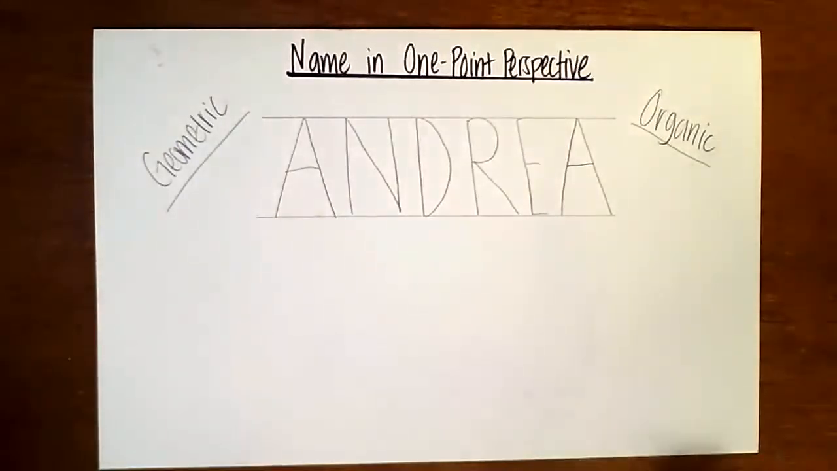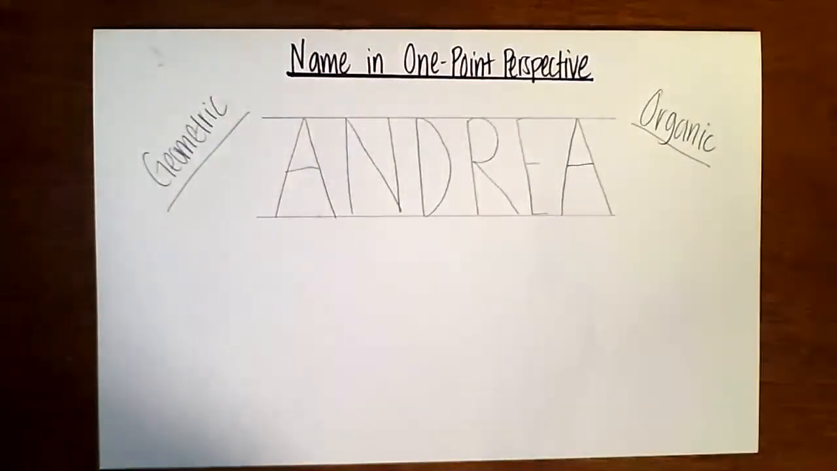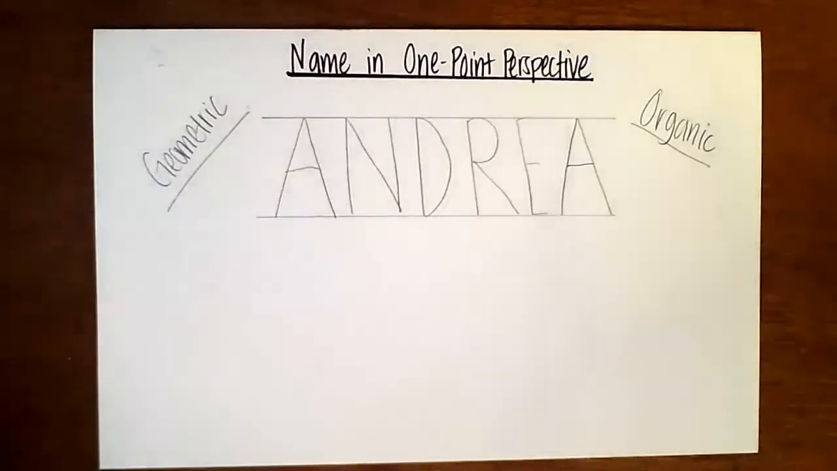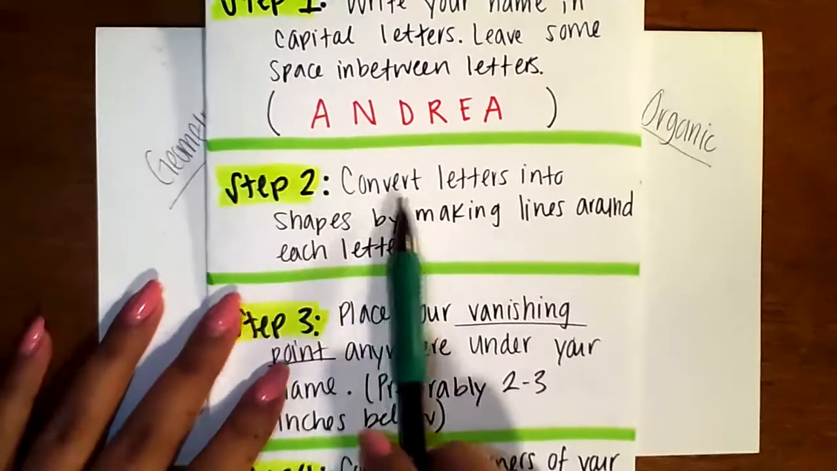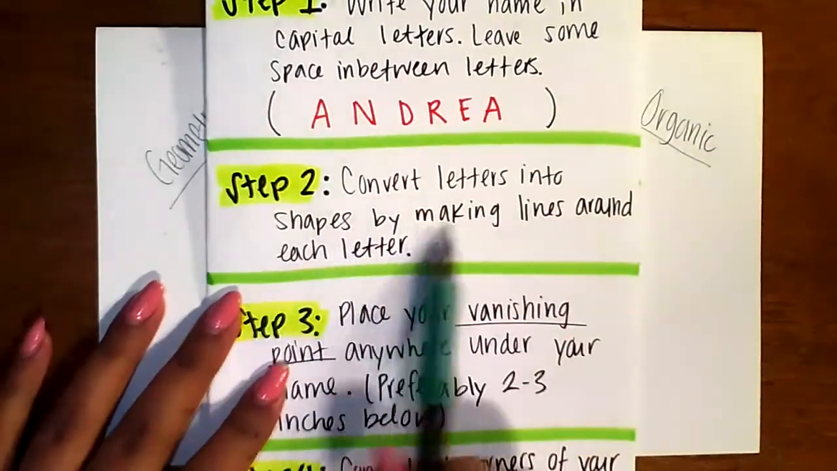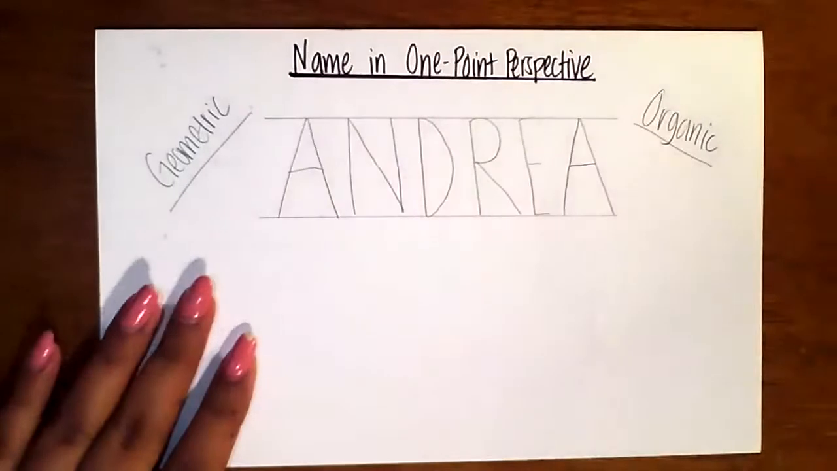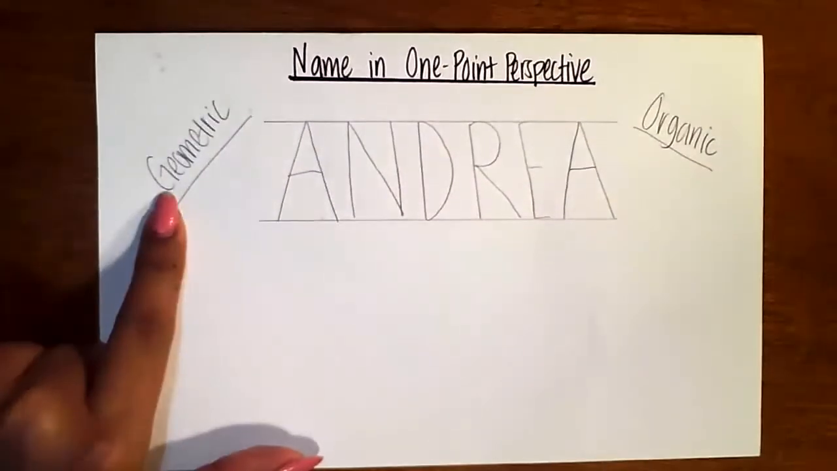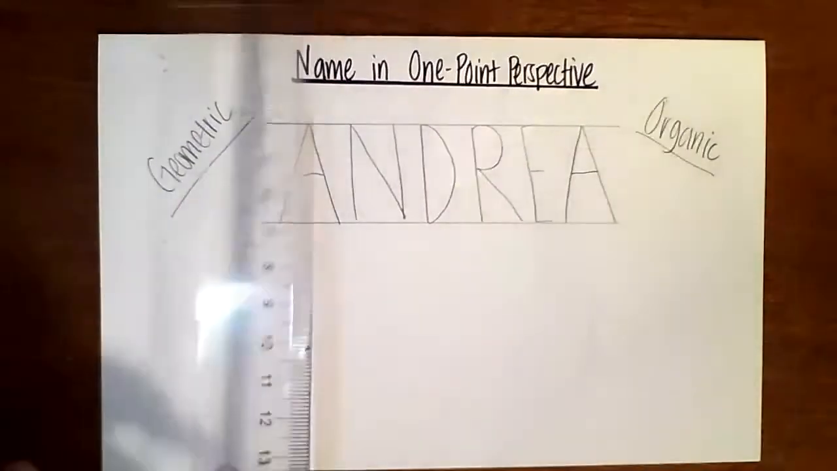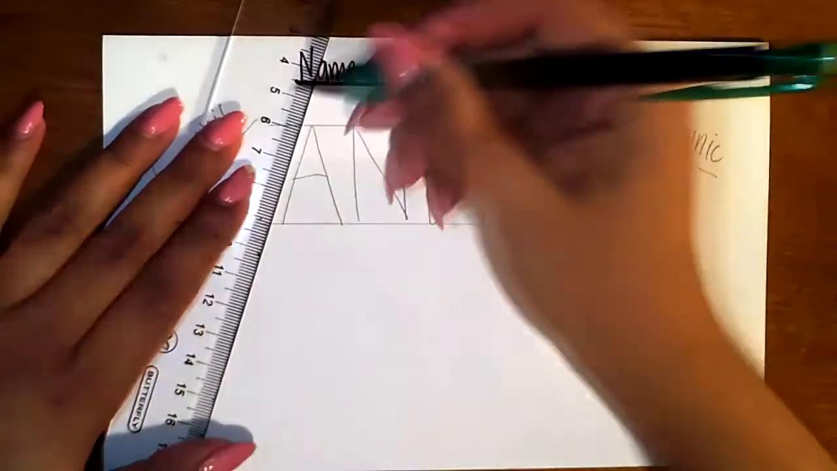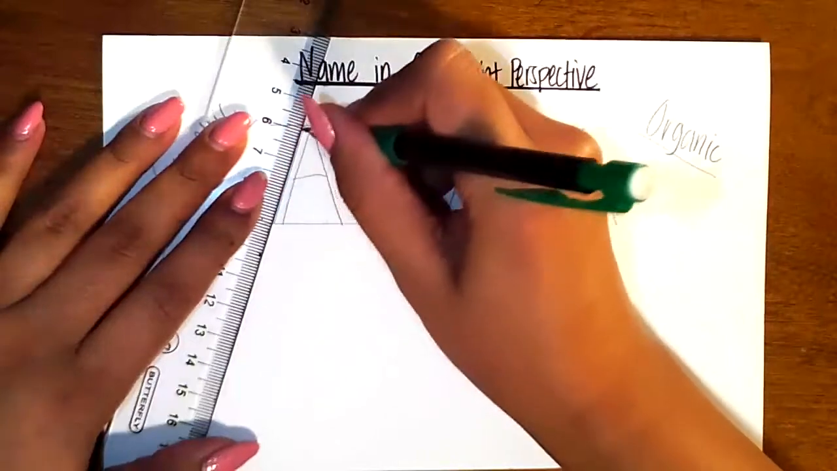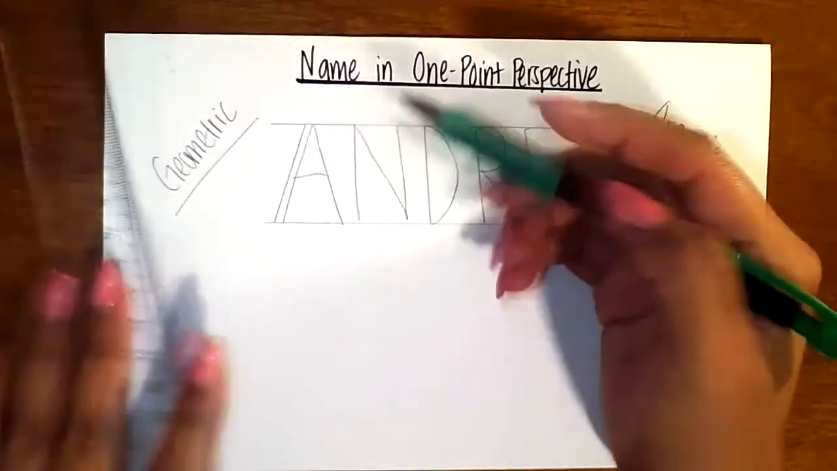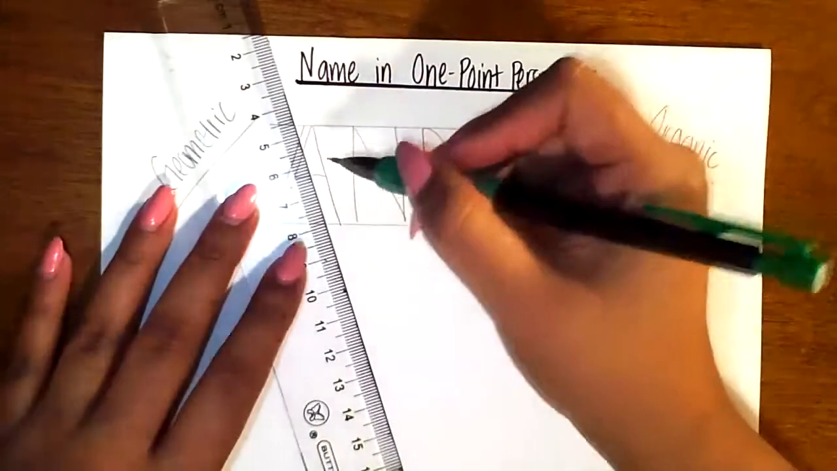I don't know if you remember when we started the first month of school, but I showed you guys how to convert lines into forms. We're going to do that with our names today. So step number 2, convert letters into shapes by making lines around each letter. If you're going to go the geometric route, I recommend you use your ruler. I'm just going to make lines around my name.